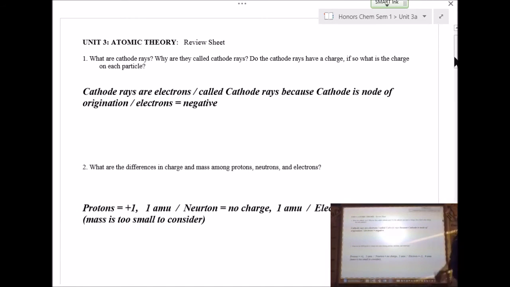All right, so number 1 says, what are cathode rays? Why are they called cathode rays? Do the cathode rays have a charge? And if so, what is the charge? So the first thing is, cathode rays are a charged particle. And we know it's charged because it was influenced by a magnet.